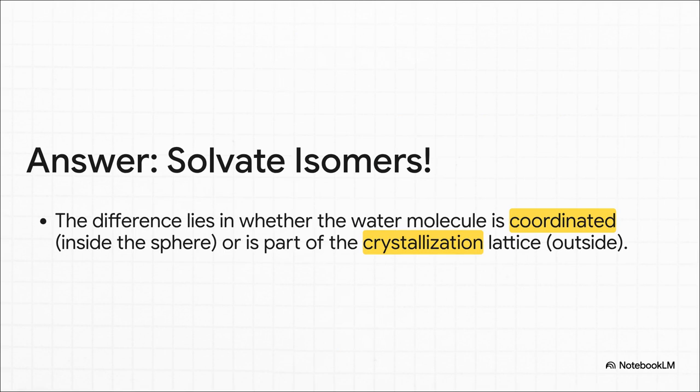And the answer is solvate isomers. It's because the difference is that a water molecule, which is a solvent, right, is either inside the main complex acting as a ligand, or it's on the outside. If you got that, you've absolutely mastered it.